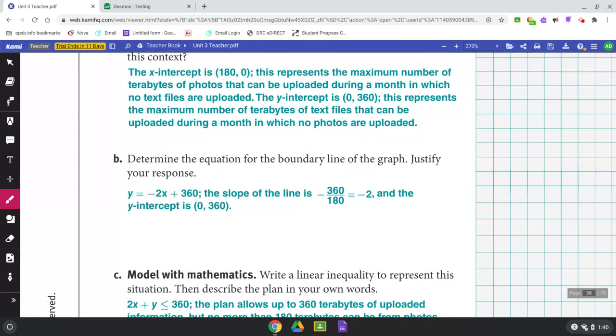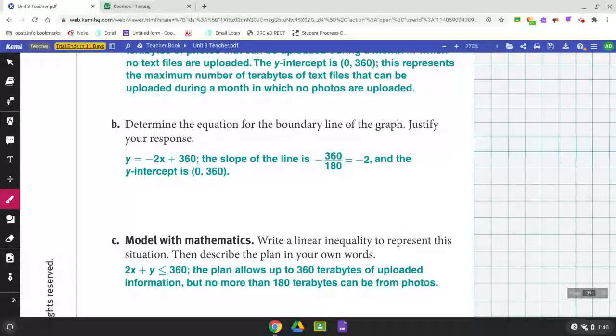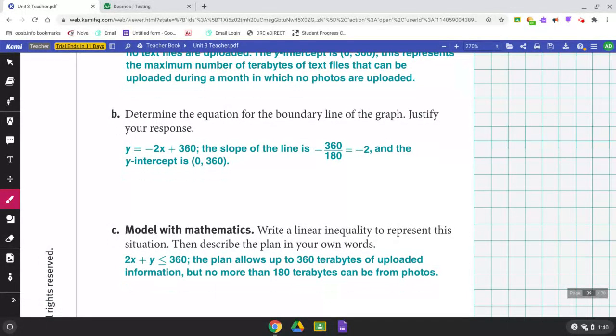Okay. So I just went through all the steps for B and C. I just realized that B asks you to write an equation of the boundary line only. And then part C said write a linear inequality to represent the situation.